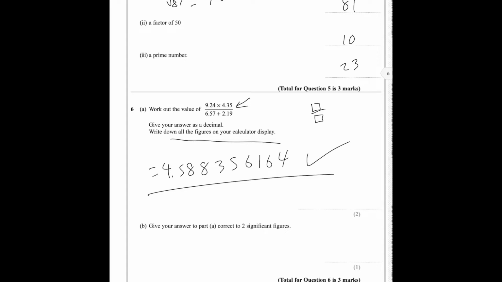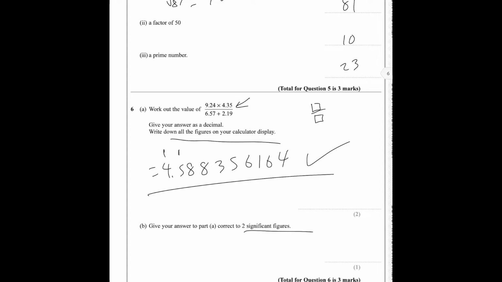Now, work out the value of this. Write down all the figures on your calculator display. So this is a pretty easy question. All you need to do is put this in your calculator. You're going to hit the fraction box symbol on the calculator. Put 9.24 times 4.35 divided by 6.54 plus 2.919. Your answer should be displayed. The value is 4.5883566164. Just put this value down. You should be getting some good marks, 2 marks. At least 4 digits are required, but it's optional for you to write the whole thing down.